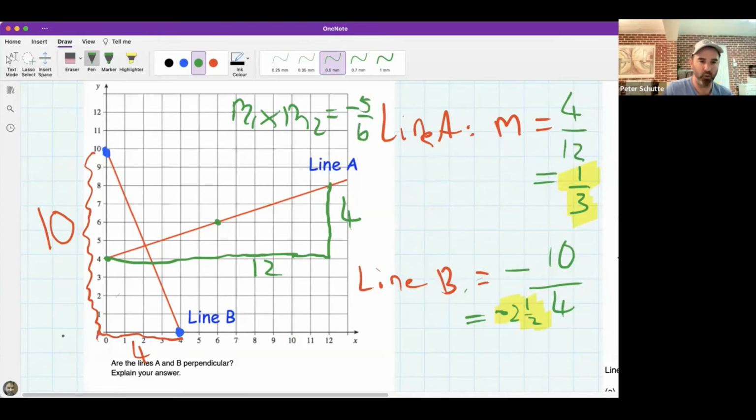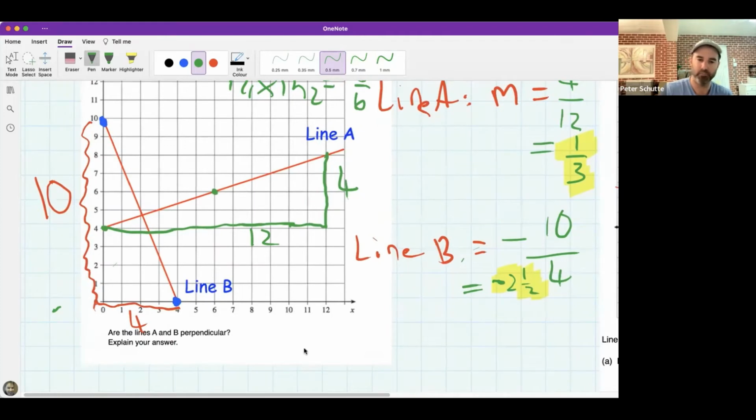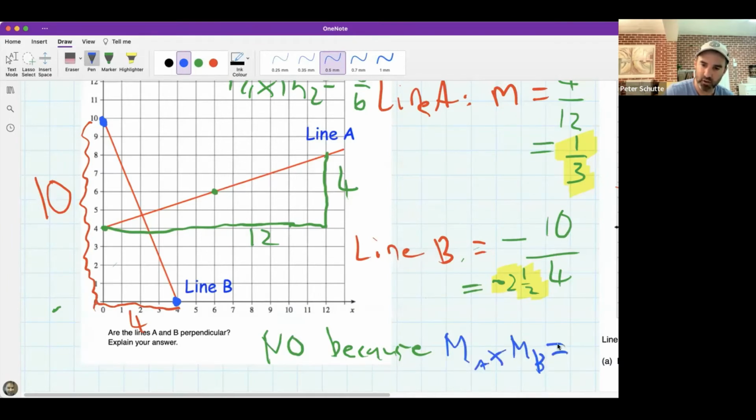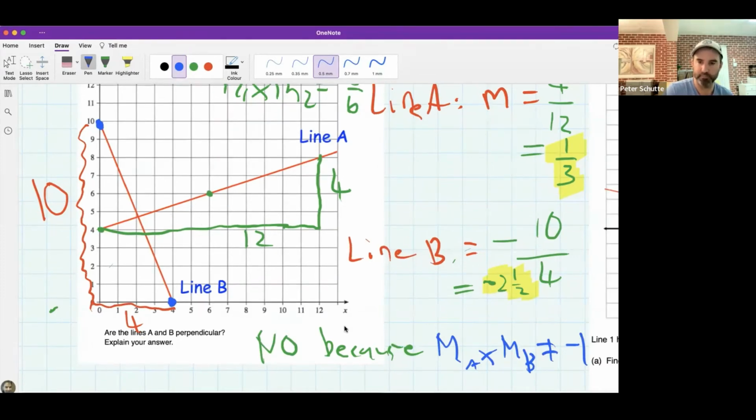Now, if these lines were perpendicular, when you multiplied them together, you would have got -1. So to answer the question, are these lines perpendicular? We would say no, because, using the notation, M2 times M1, or since it was line A and B, MA times MB does not equal -1. So these lines are not perpendicular.